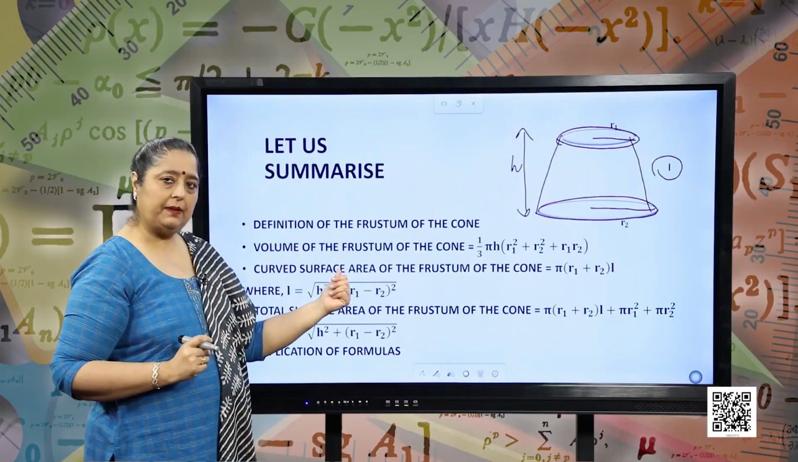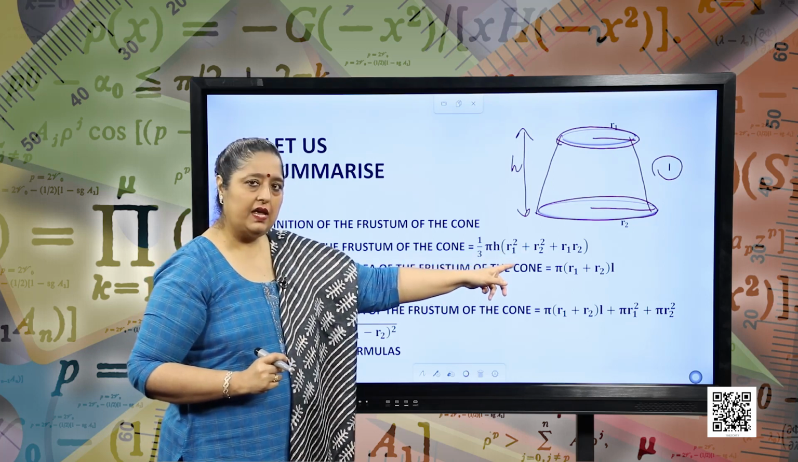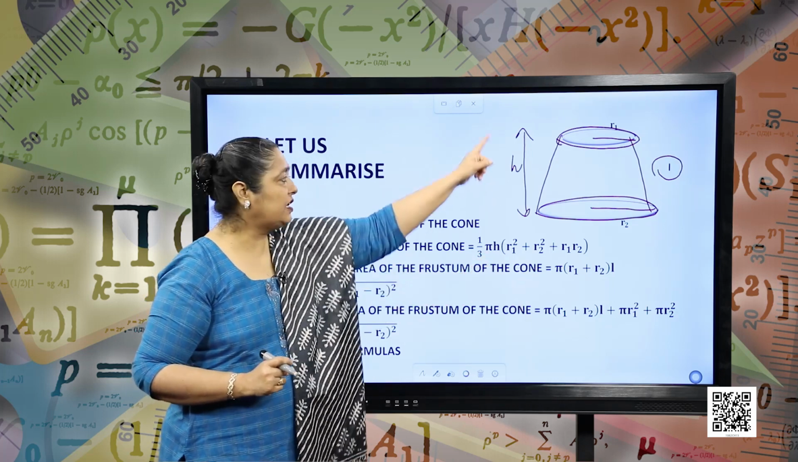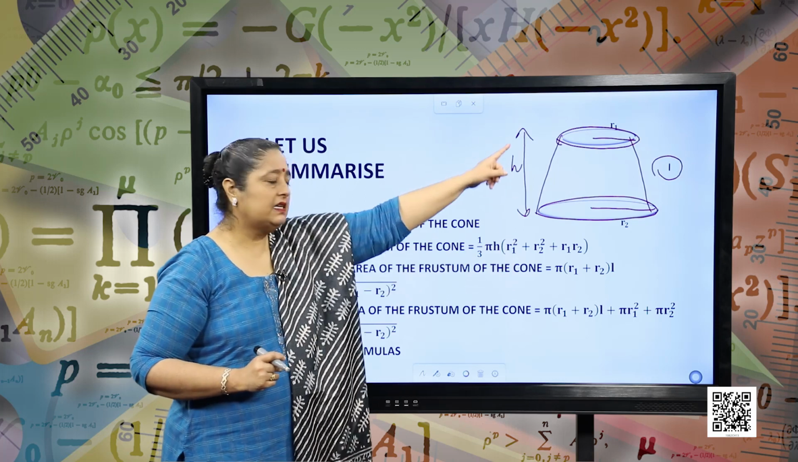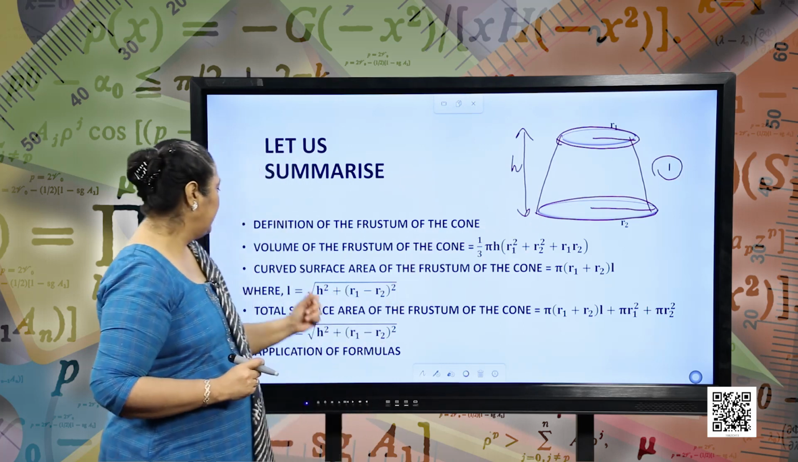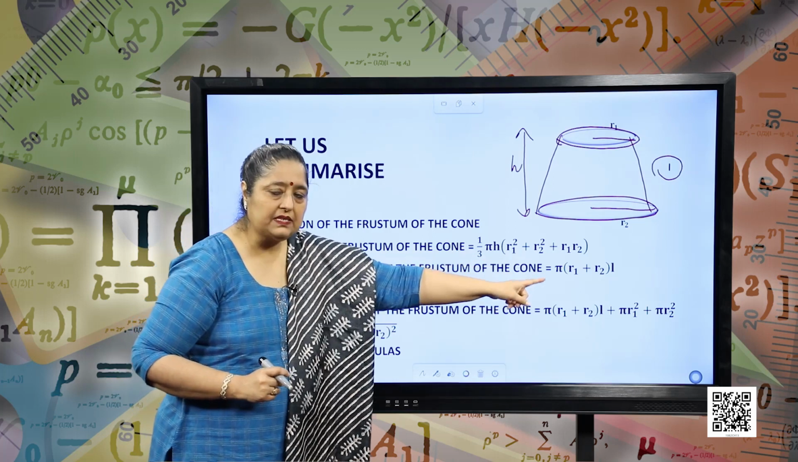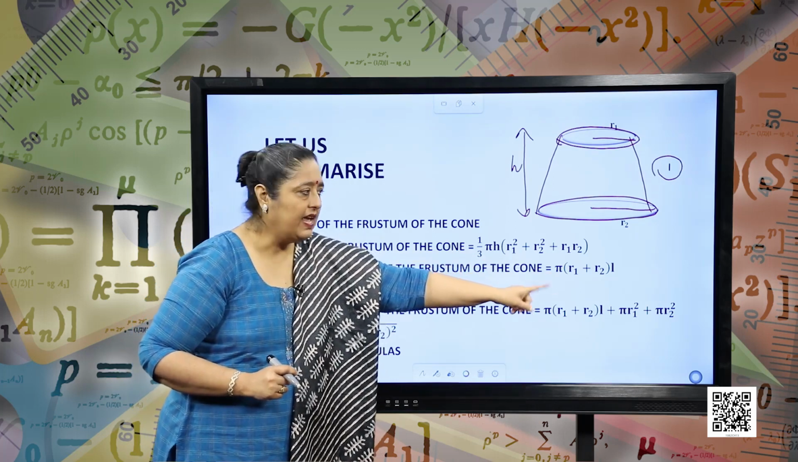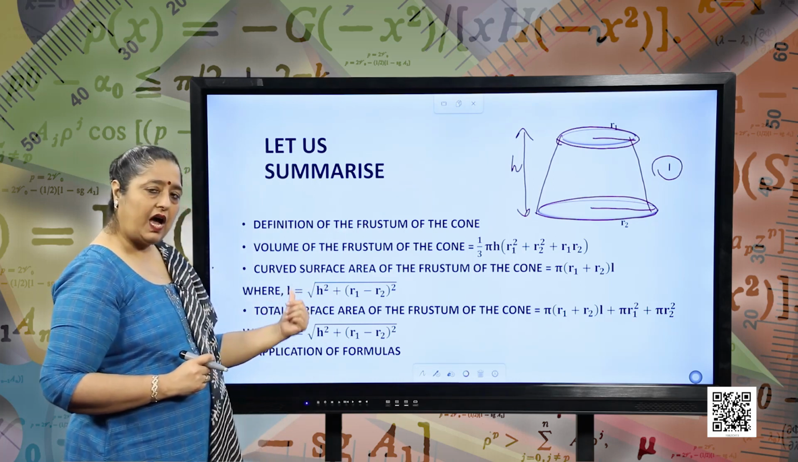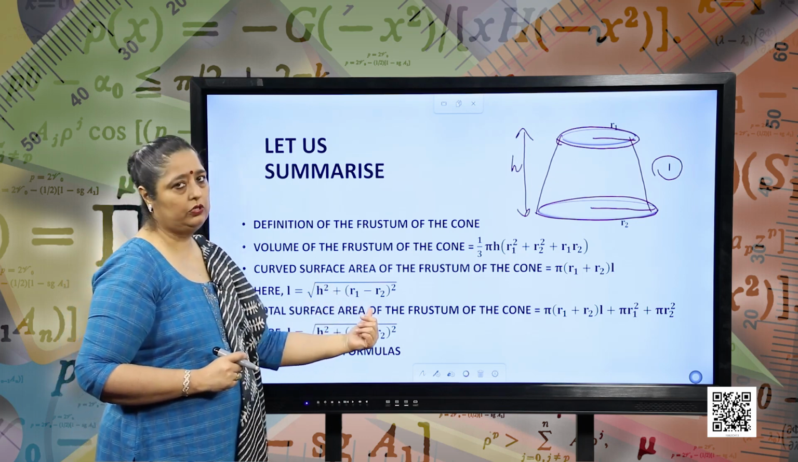The volume of the frustum can be given as 1 by 3 pi h bracket R1 square plus R2 square plus R1 R2. What is h? H is the height of the frustum. R1 is the radius of the upper end and R2 is the radius of the lower end. Similarly, curved surface area of the frustum is pi R1 plus R2 into L. What is L? L is the slant height. We have a formula for the L also. L can be given as under root of h square plus R1 minus R2 whole square.